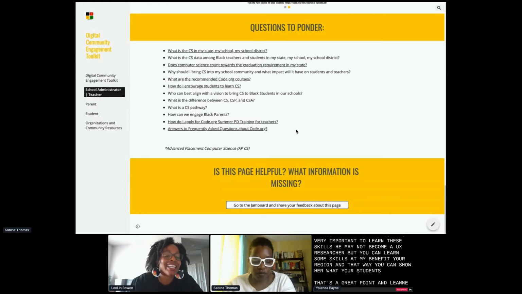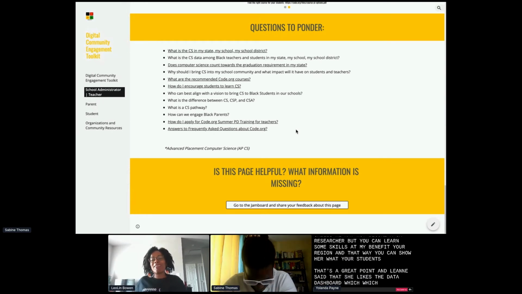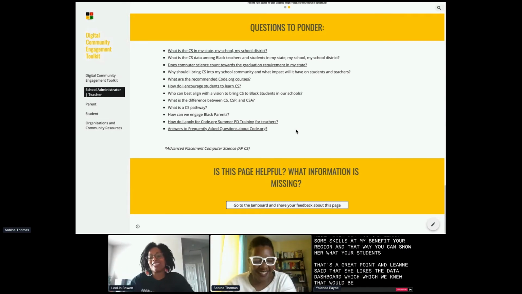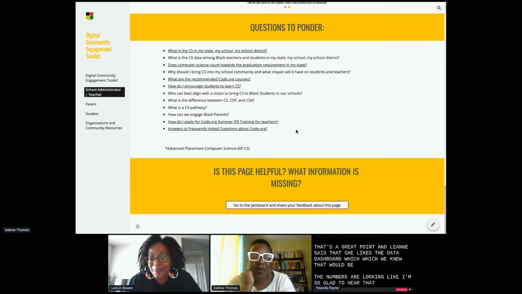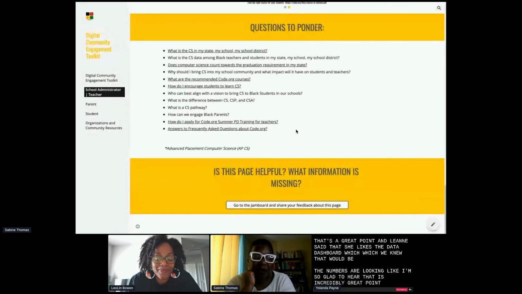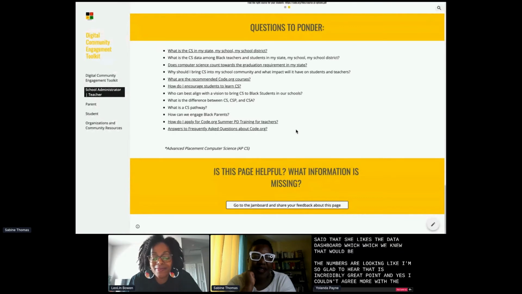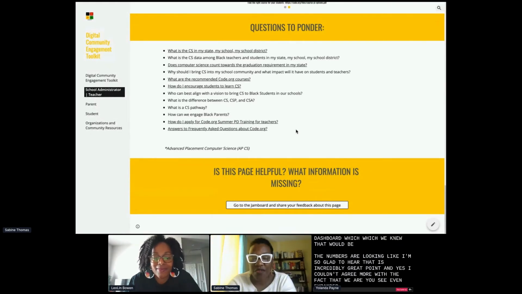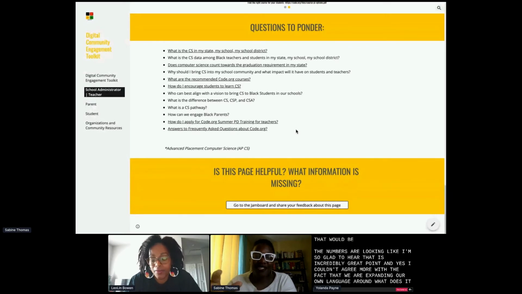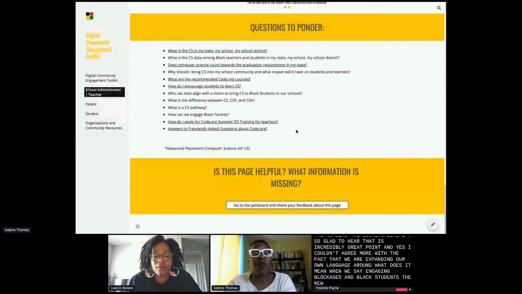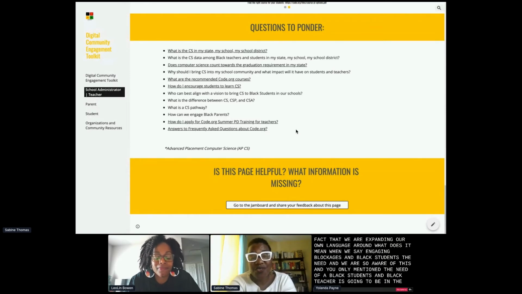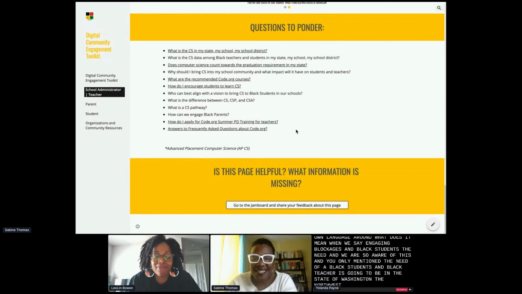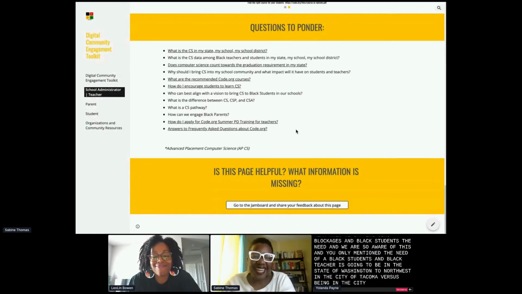And Leanne said that she likes the data dashboard, which we knew would be a good help for folks. Data is helpful to see what the numbers look like. I'm so glad to hear this. Both incredibly great points. And yes, I couldn't agree more that we are continuously expanding our own language around what it means when we say engaging Black teachers and Black students. The need, and we are so aware of this, as LeoLin mentioned, of a Black student and Black teacher is going to be completely different in the state of Washington, the Northwest, in the city of Tacoma, versus in the city of Austin in the state of Texas.